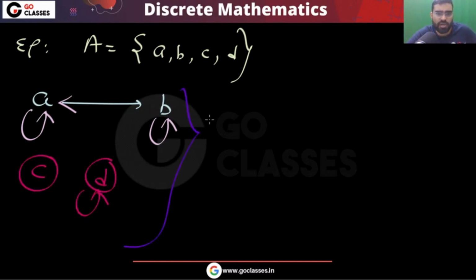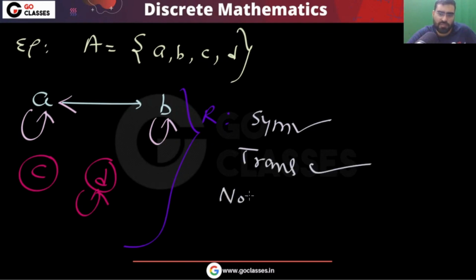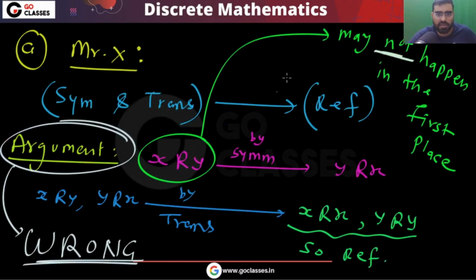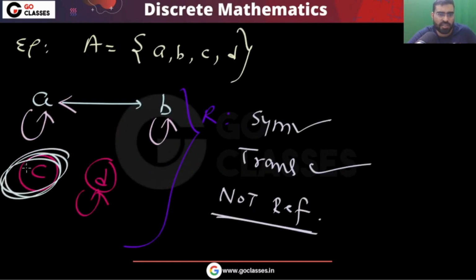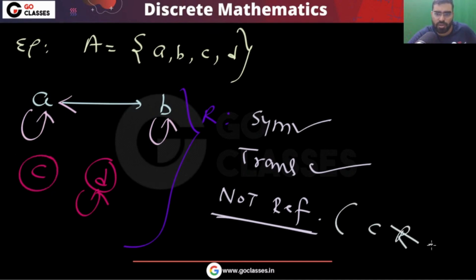So you can easily see, look at this relation R. This relation R is symmetric. It is transitive, but not reflexive. Still it is not reflexive. Why? Because you may not relate to anyone. This may not happen in the first place. Maybe you are isolated, like for example this C. Look at this C. Maybe this C is isolated. So this is not reflexive because C is not related to C.